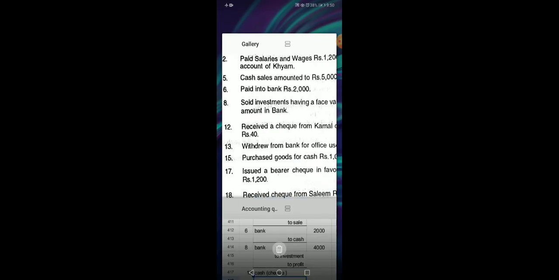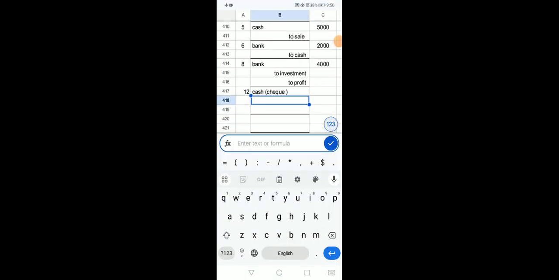From whom are you receiving this check? The person's name is Kamal. Kamal is a person who was your account receivable. You have received a check from Kamal. Kamal was your account receivable, but now you have received the amount from him. No matter in the shape of cash, no matter in the shape of check, you have received the amount from your account receivable Kamal. As you receive the amount, he will not be your account receivable. No more account receivable.